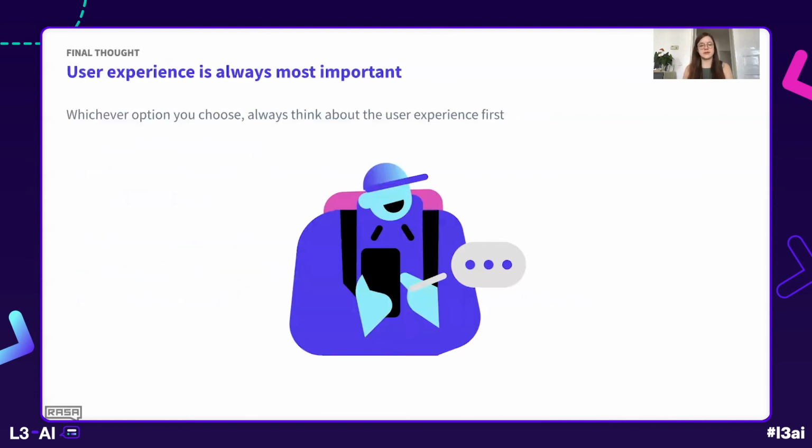Just to close all of this off, I've given you a lot of information about problems and solutions now. Whichever option you choose, it's always important that you think about the user experience first. When you're building a bot, it's super important that your bot is user-friendly and that the user can interact with it as seamlessly as possible. So any organizational challenges you have should come second. I hope I've given you enough information on all these different solutions and that you now know which approach could work for you.